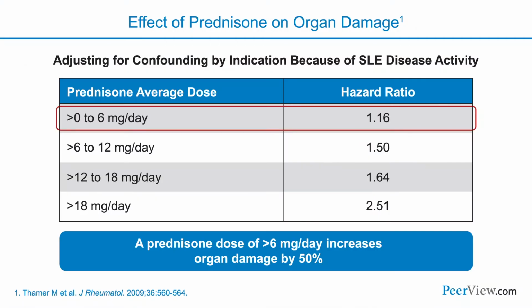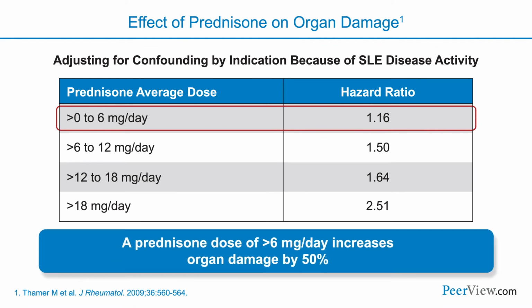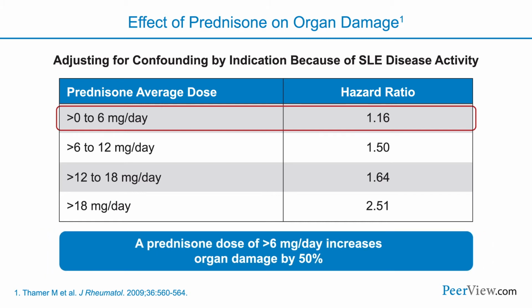How bad is it? Here is a study that I did showing that if the daily maintenance prednisone dose is above 6 milligrams, there is going to be a 50% increase in permanent organ damage. If it's above 18 milligrams, permanent organ damage is going to go up 2.5-fold. So doses of prednisone that used to be thought acceptable for lupus are not.